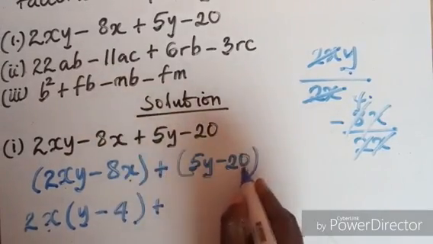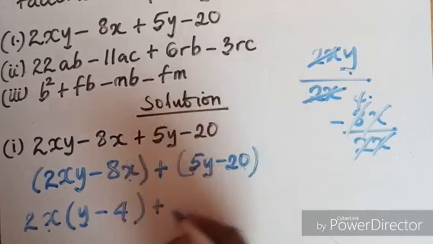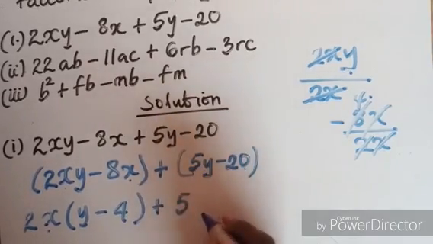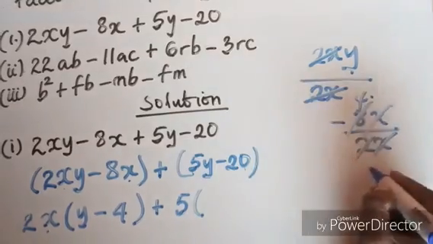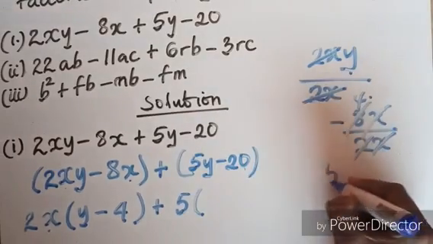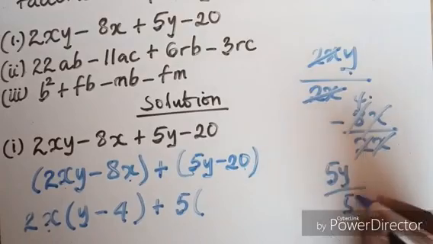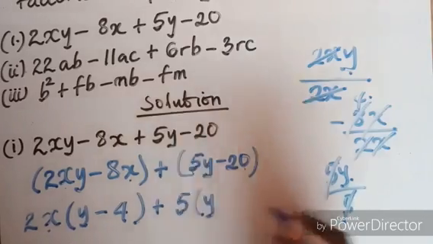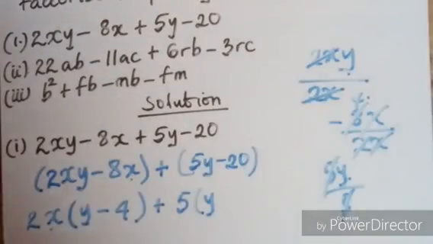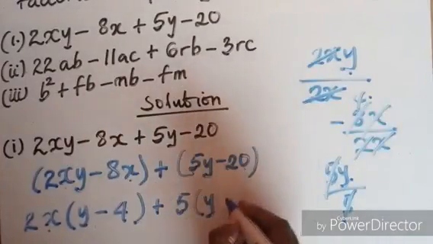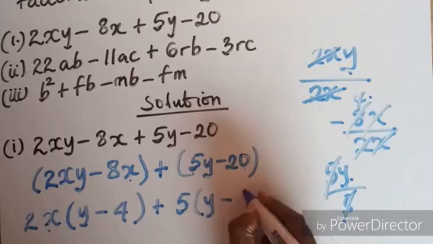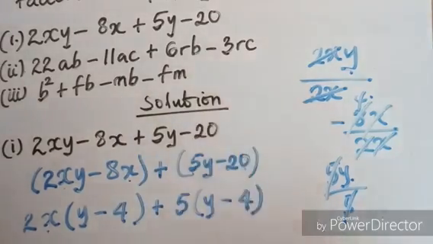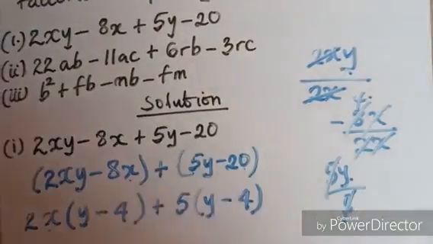The common term that can go into 5y and 20 is 5. 5 can go into 20 and 5 can go into 5. So we have 5y divided by 5. So 5 cancels 5. We are left with y. And as we did earlier, 5 will divide 20, and you are left with minus 4. Okay.